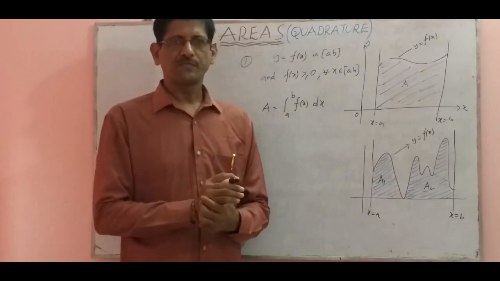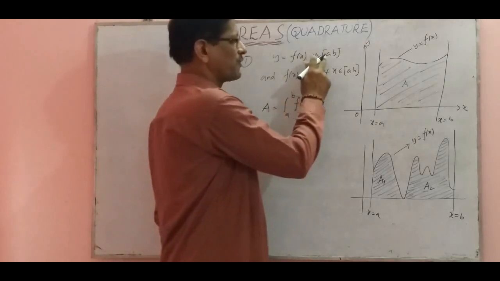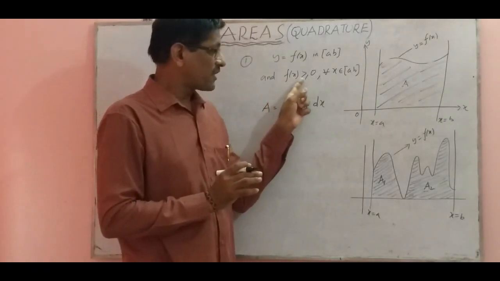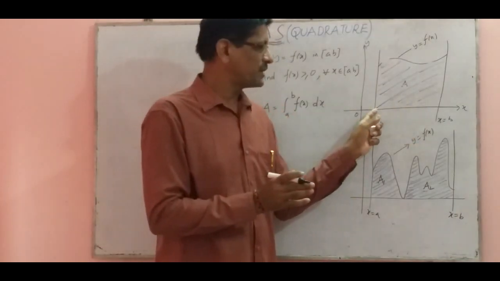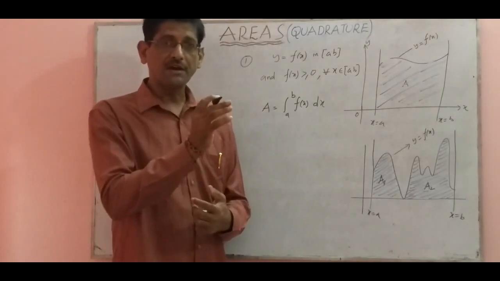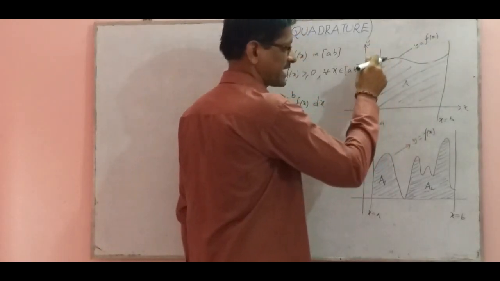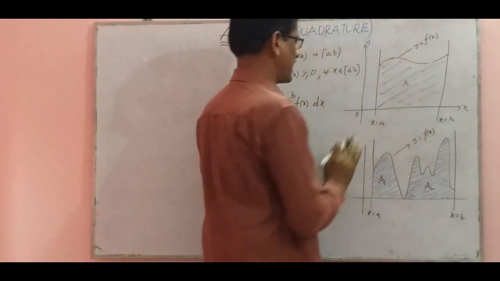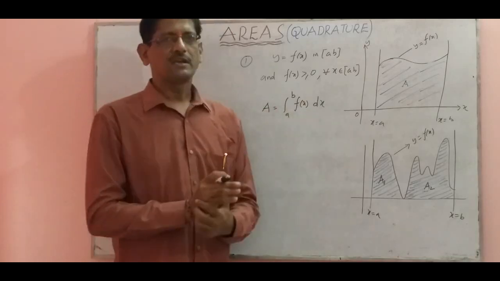What is that first point? The first point is, y is equal to f of x be a continuous curve in the interval a comma b, no breakings, and f of x greater than 0 for all x belongs to, that means all x values lie between a and b. Then the area of the curve y is equal to f of x and the lines x is equal to a, x is equal to b and the x axis, the area is denoted by capital A, is given by A is equal to integral a to b f of x dx.